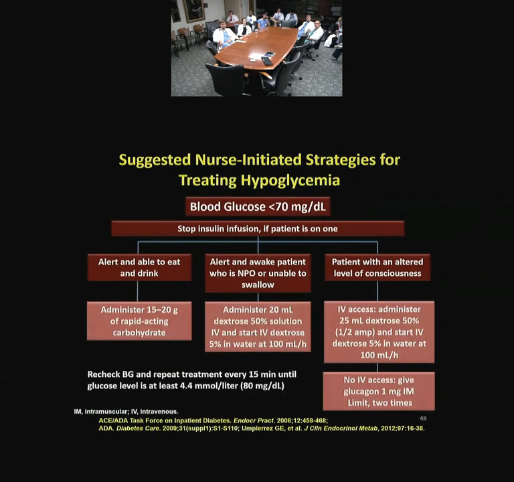If the patient is NPO, so maybe cannot swallow, you can always give the D50 and maybe start IV D5 in water. If the patient is altered, then you can give the D50, 1 amp or half amp, and again start the IV, or you can give glucagon, 1 milligram IM, and that will raise the blood sugar as well.